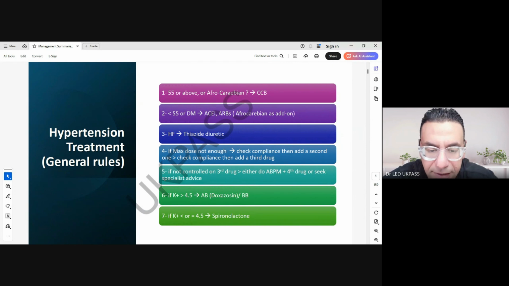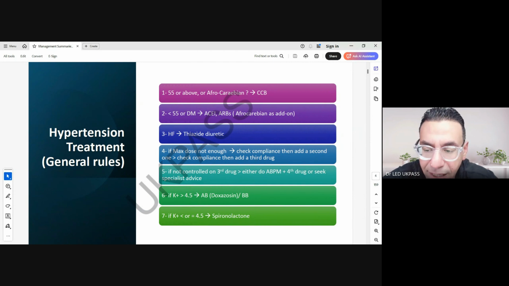Now, you added a second medication, still not helping, patient is compliant, then the third step is going to be adding a third medication. Now, if the third medication is not helping at that point, you need to do what? Either one of two things. The first is to recheck with ambulatory blood pressure measurement. At that point, you can also seek specialist advice. So either do ambulatory blood pressure monitoring or seek specialist advice before adding the fourth drug.